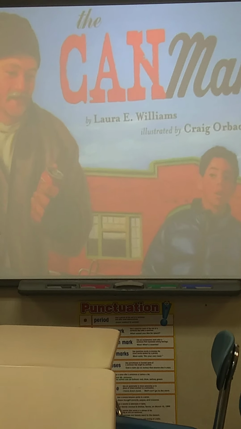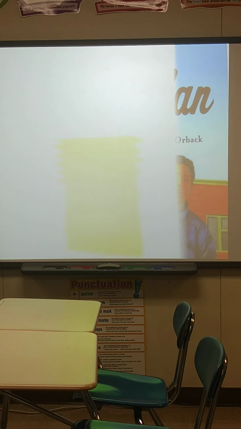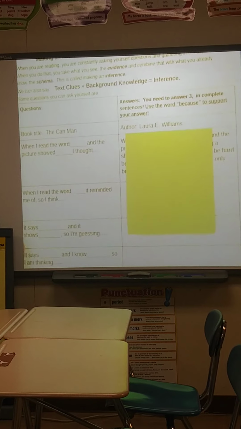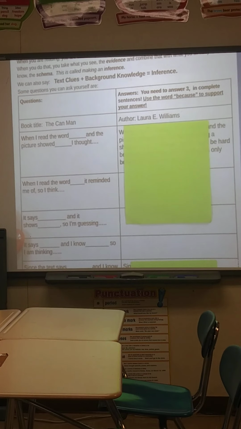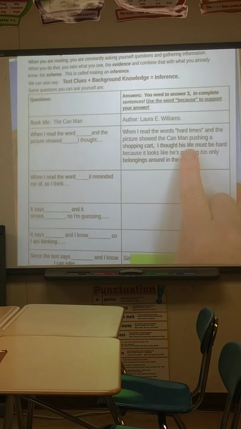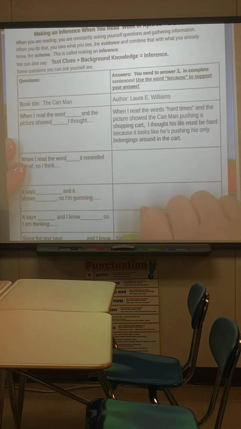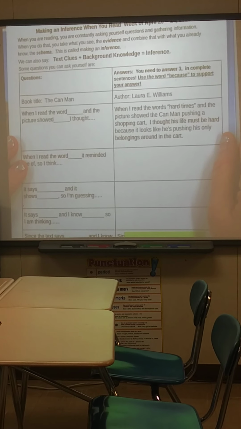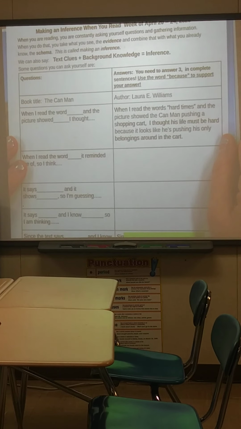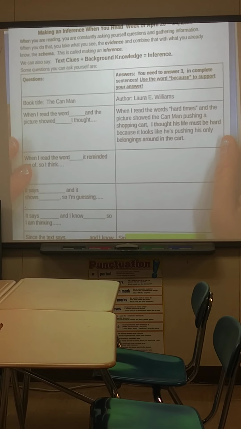We're going to go back to a book that we read in class called The Can Man. We're going to use the Can Man to help make inferences and think about what the text says and what do I know and what does it mean. If we stop and think about when we read in the beginning, when I read the words hard times and the picture showed the Can Man pushing a shopping cart, I thought that his life must be hard because it looked like he's pushing his only belongings around in the cart. That made me feel like everything he owns is right there. What a life that must be. I made an inference based on what I saw and what I knew.